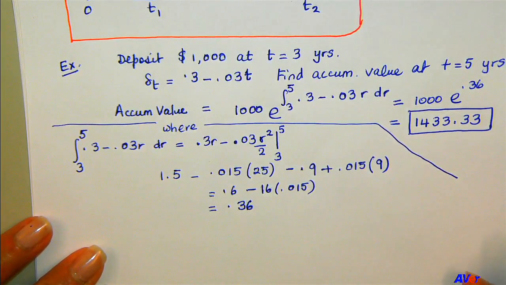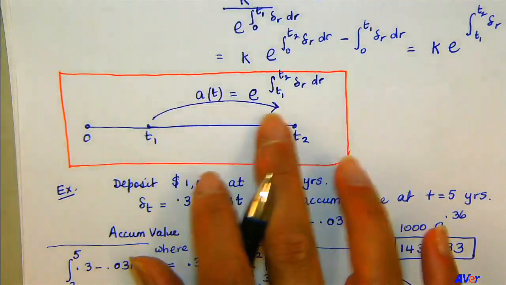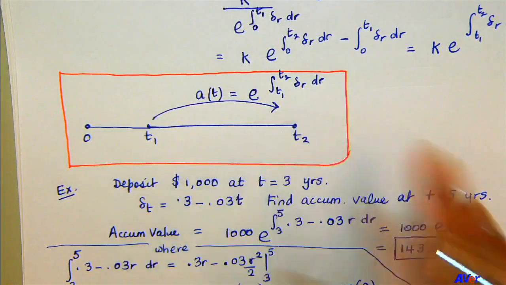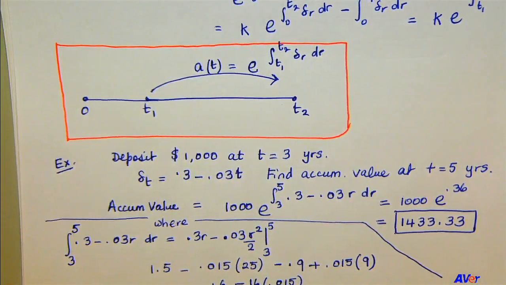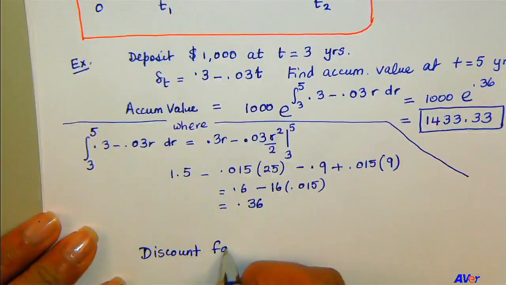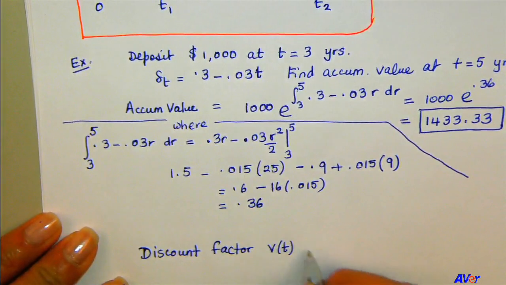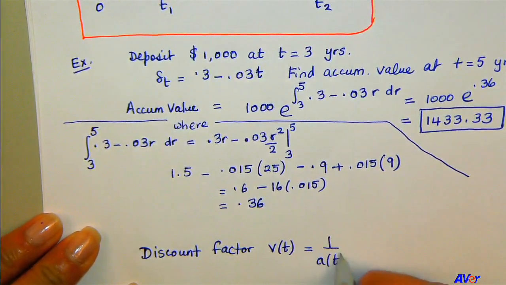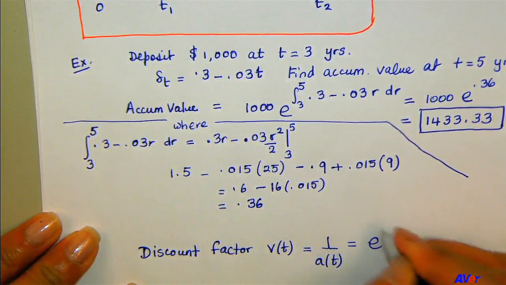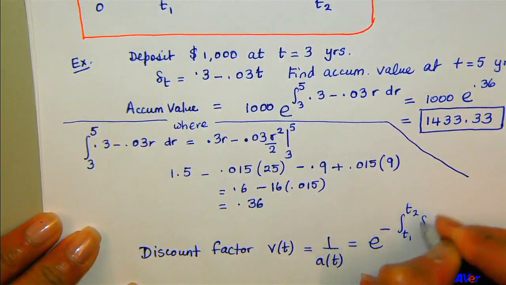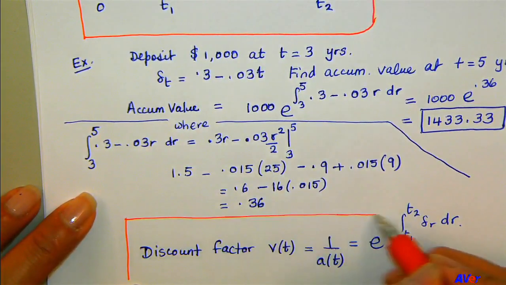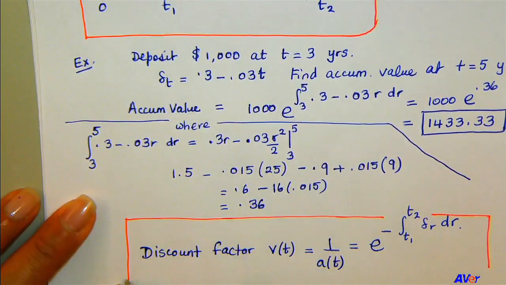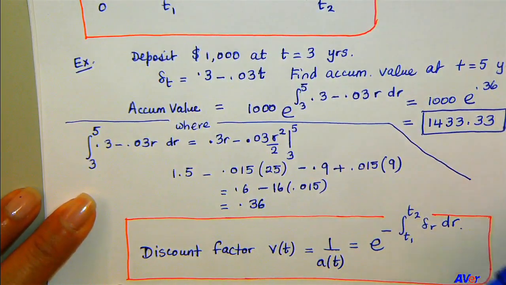So then, because a of t is equal to e to the integral from t1 to t2 of delta of r dr, I can say that the discount factor then, v of t, is equal to 1 over a of t, which is equal to e to the minus integral from t1 to t2 of delta of r dr. If you know one, you're going to know the other because this is just the negation in the exponent, right? Everybody good?